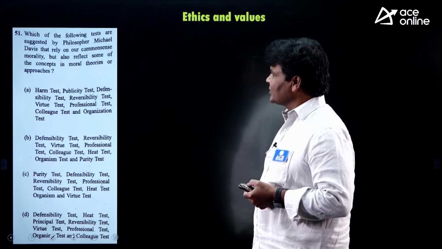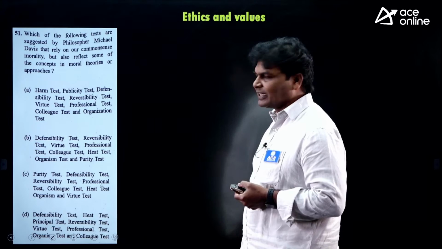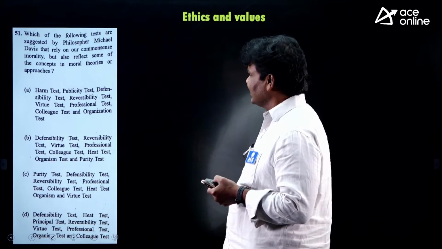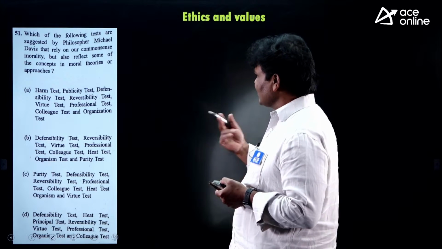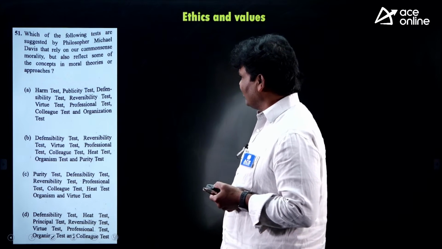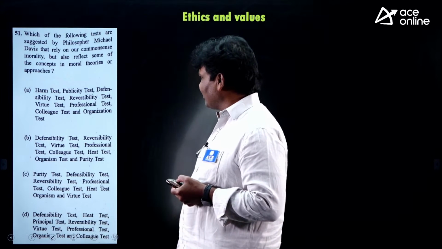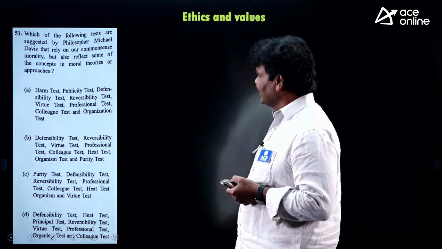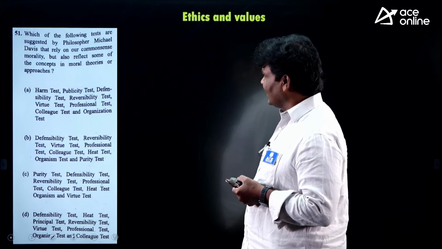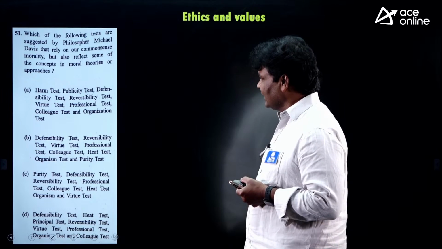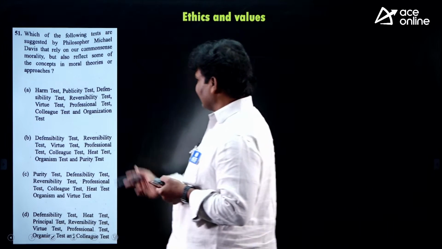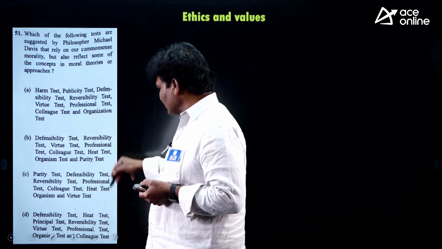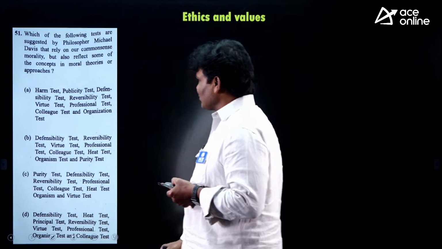Which of the following tests are suggested by philosopher Michael Davis? We have seen already Michael Davis, that rely on our common sense morality, but also reflect some of the concepts in moral theories or approaches. So what could be the approaches, what could be the Michael Davis moral theories? And I think we have already learned that this is last year's question again, the reversibility test. You find here also reversibility, but A is absolutely the right answer.